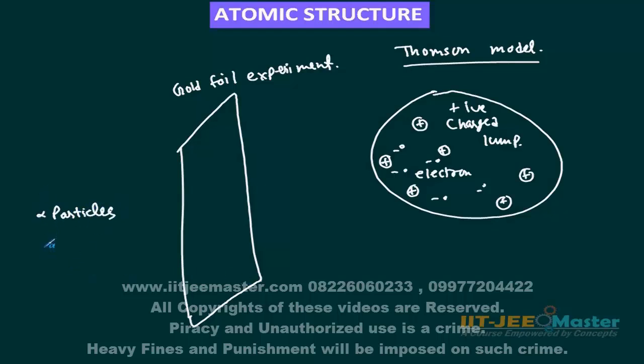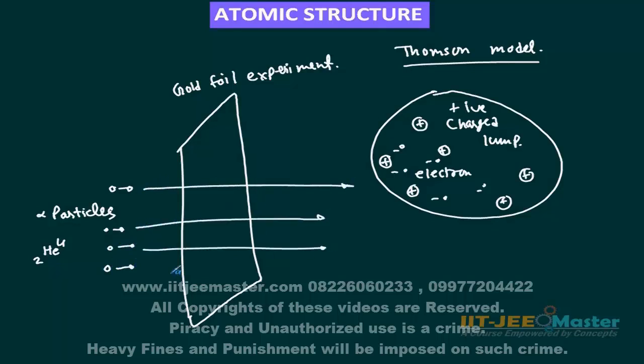Alpha particles are positively charged particles. When the alpha particles were bombarded here, most of the alpha particles traveled straight without any deflection. Most of the alpha particles passed through the gold foil without any deviation in their path. Some of the alpha particles were deviated by small angles, very few, and only 1 in 10,000 particles deviated by more than a 90-degree angle.